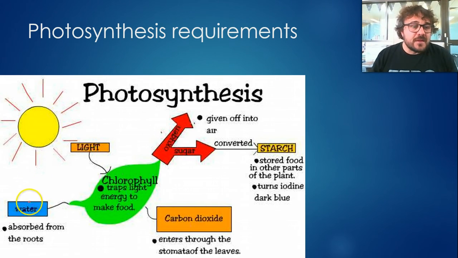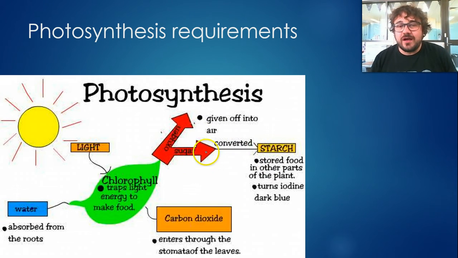So the water, sunlight, and the carbon dioxide get trapped inside the chlorophyll of a leaf, and this is where the chemical reaction happens. And as a result, it gives off oxygen, which leaves through the stomata, and sugar, which is stored as starch. So it's either used by those cells as sugar, or it's stored as starch, which can then be broken down into sugar again.